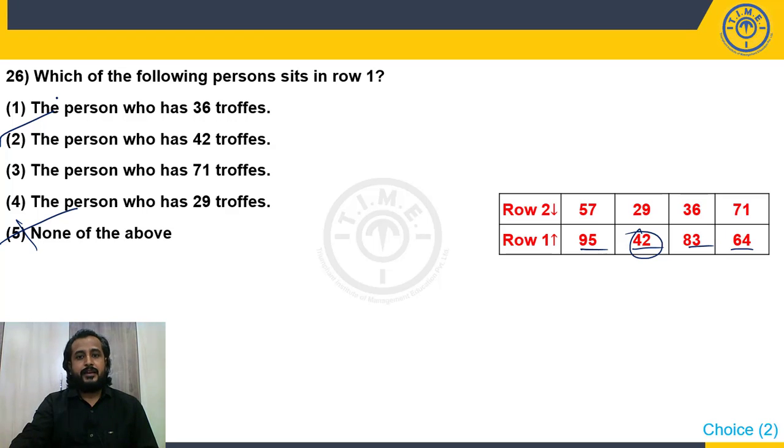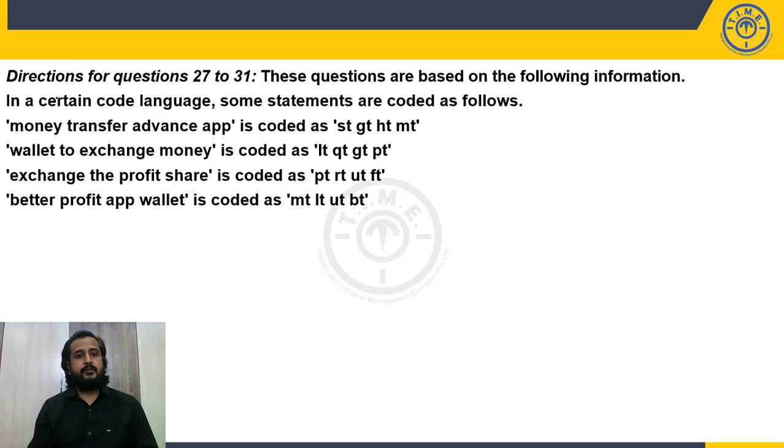Okay. Now move to the next. Coding and decoding, 27 to 31. In a certain code language, some statements are coded as follows. We have been given 4 statements: money transfer advance app, wallet to exchange money. So we have common words. So with common words is nothing but the elimination process.